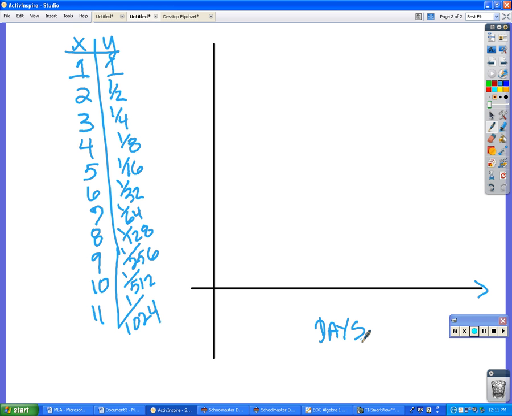Tens? Why would you only want to go up to 11? Oh, let's go by ones. 1, 2, 3, 4, 5, 6, 7, 8, 9, 10, 11.